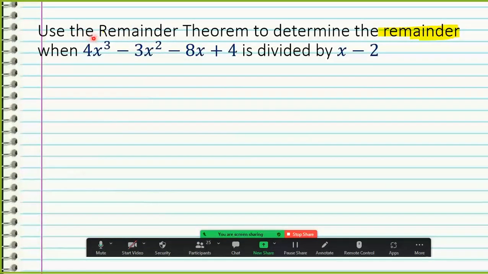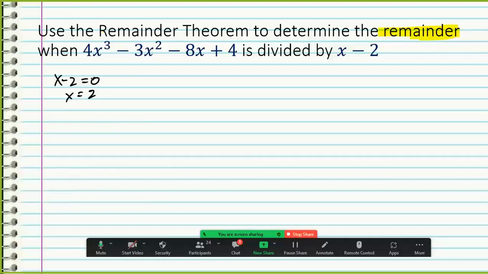So now we have to use the remainder theorem to determine the remainder when 4x cubed minus 3x squared minus 8x plus 4 is divided by x minus 2. To do this, we have to solve first the value of the divisor, which is x minus 2. So now we will solve for that value. We have x minus 2, equate that to 0. So we have now x equals 2. Okay? So just transpose negative 2, from negative it will become positive.